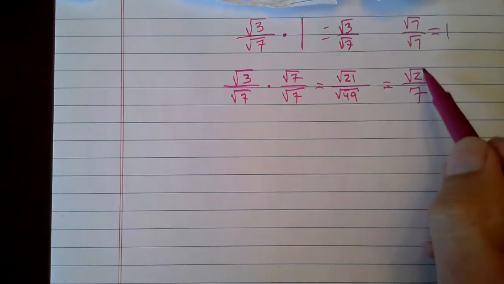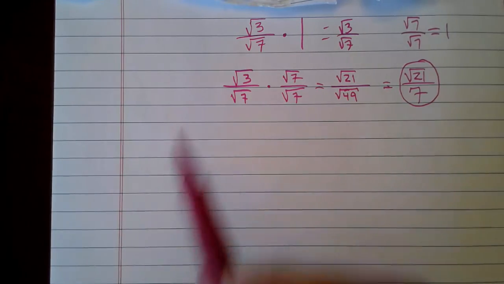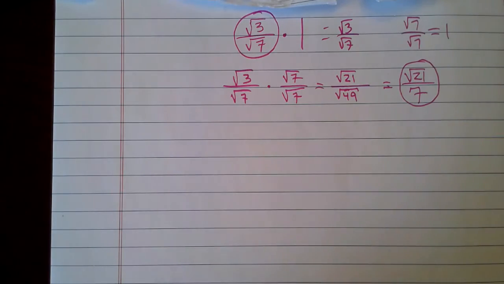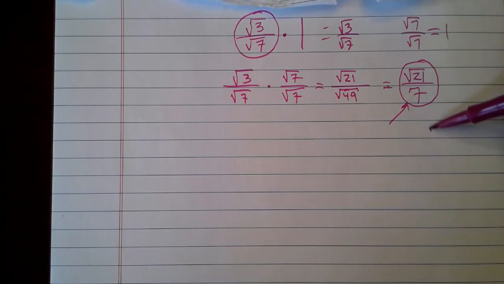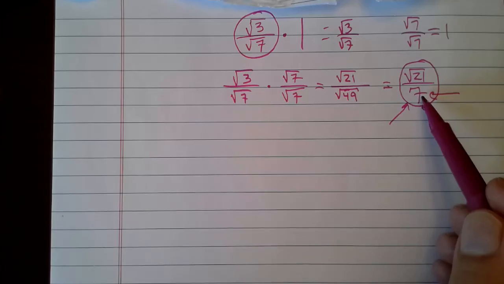So no, this root 21 over 7 has the same value as root 3 over root 7, but this has a rational denominator of 7. So this is the simplified form.